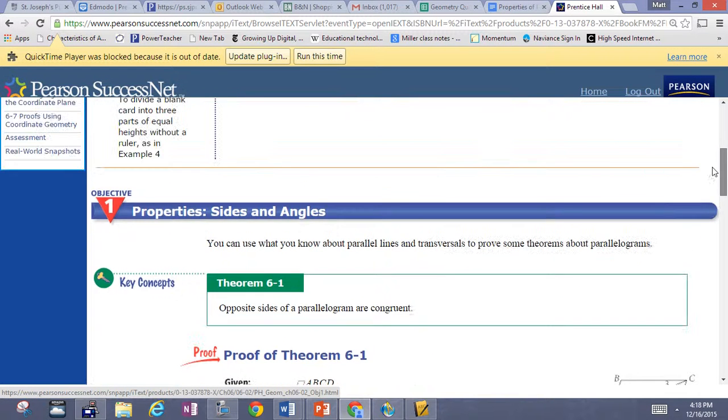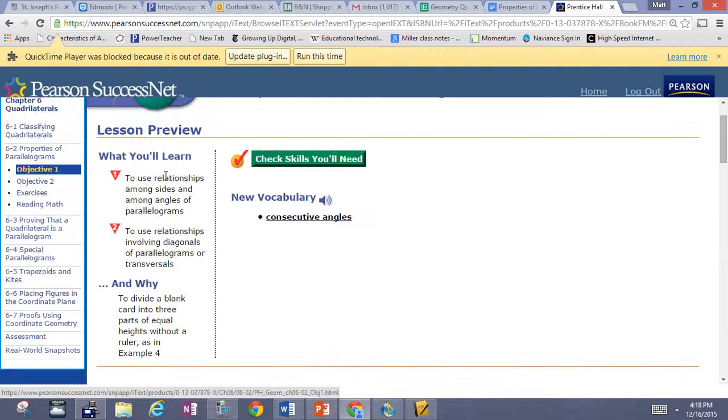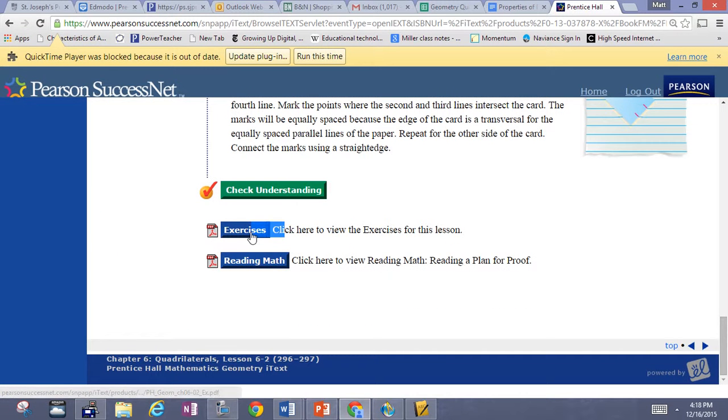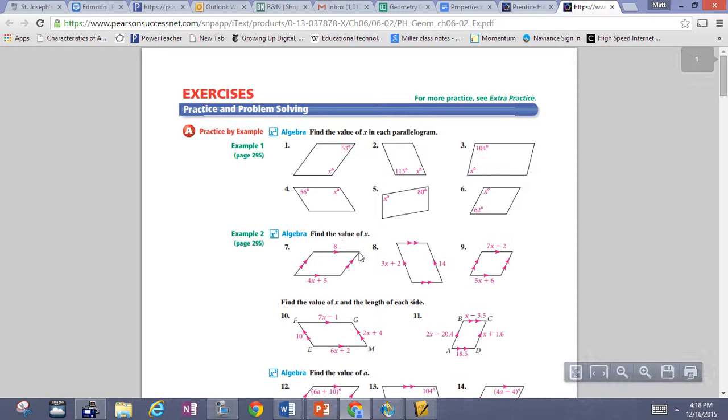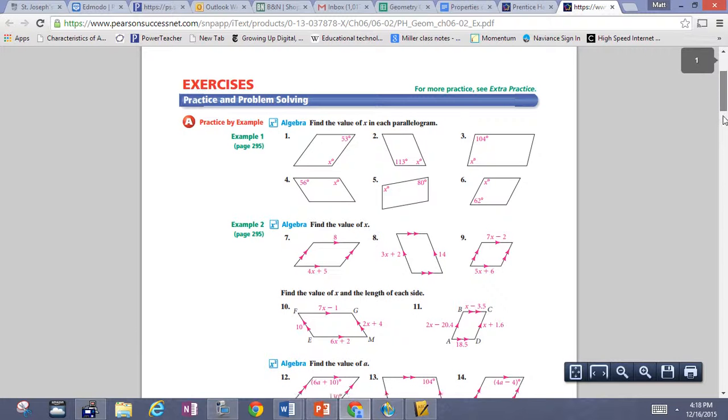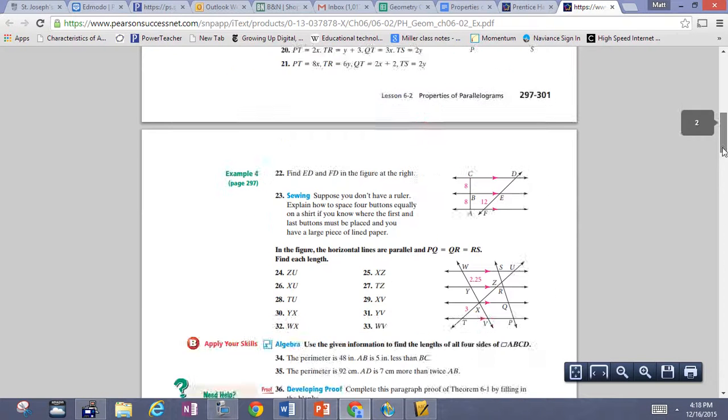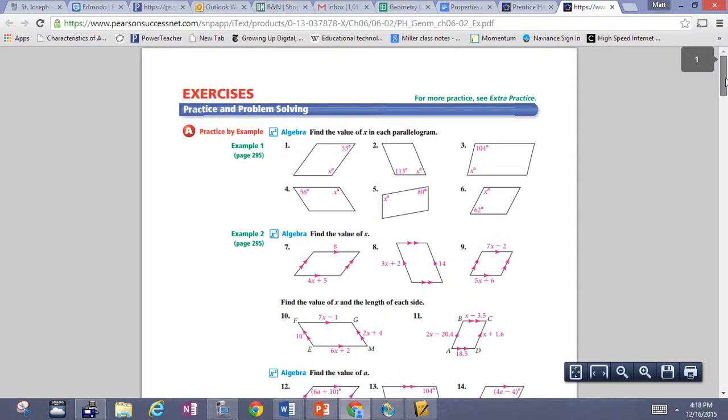Okay? And it wouldn't hurt to look at the exercises, because the exercises will be, of course, the next thing we will look at, at which point we will apply the algebra to these situations. Okay? So that's it.